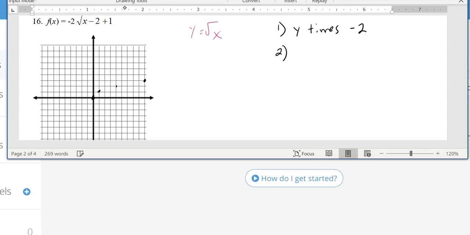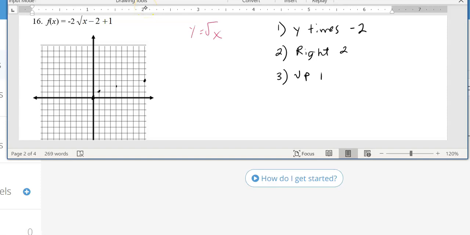All right, then I'm going to go right 2. Remember, under the radical, this indicates a horizontal shift, and the horizontal shift is really tricky. It's the opposite of the way it looks. And finally, outside the radical tells me how to move up or down, and this is going to go up 1. So you put all that together: times -2, nothing, right 2, up 1.